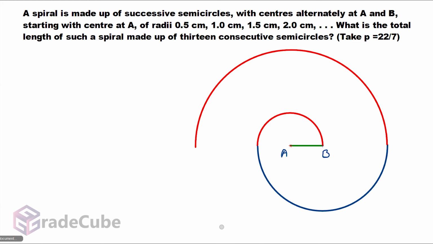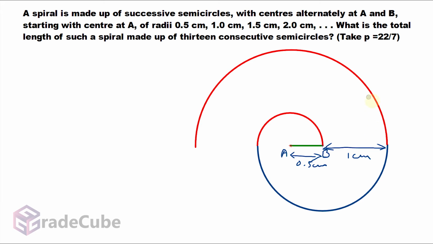Similarly, another blue semicircle can be drawn from here, starting with center at A of radii 0.5 centimeter. So the radius of this semicircle is 0.5 centimeter. 1 centimeter is the radius of this semicircle. So this value is 1 centimeter, because radius of this semicircle is 0.5 centimeter, so diameter is double, which is 1 centimeter. Diameter of this semicircle becomes radius of this semicircle.